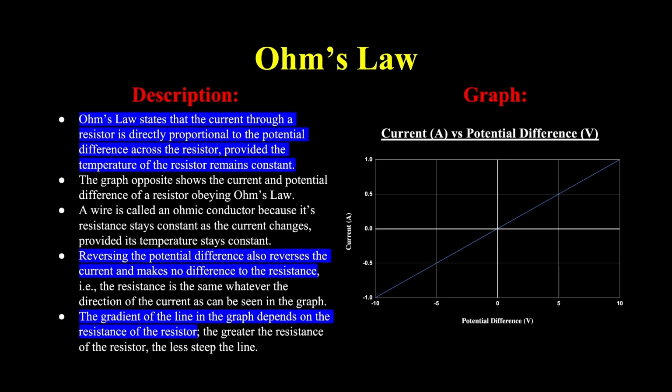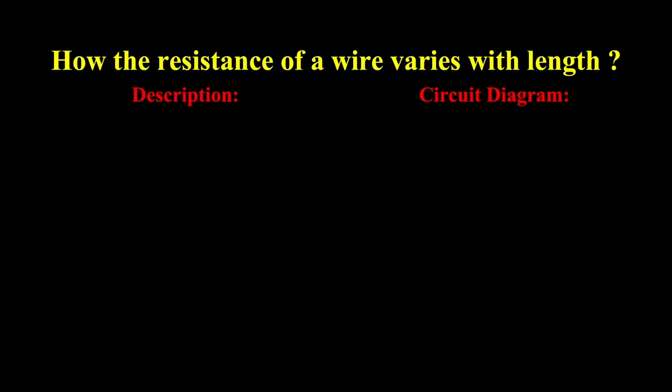The greater the resistance of the resistor, the less steep this line will be. And again, this is because the gradient of this graph is equal to the reciprocal of the resistance. And so the lower the value of this gradient, I over V, the greater the resistance, which is its reciprocal, V over I.